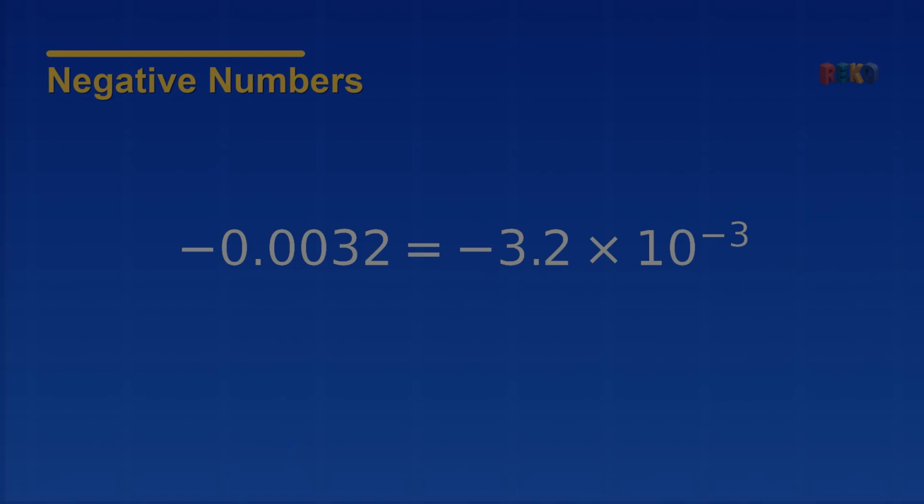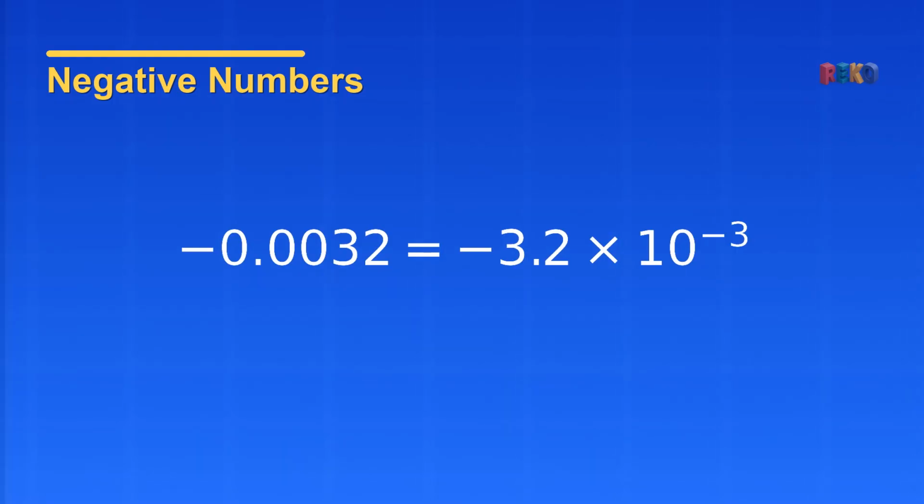When a number in standard form is negative, the minus sign is attached to the coefficient, not the power of 10. For example, minus 0.0032 can be written as minus 3.2 times 10 to the power of negative 3. The minus sign only tells us the value is below 0. It doesn't change the size or direction of the exponent.